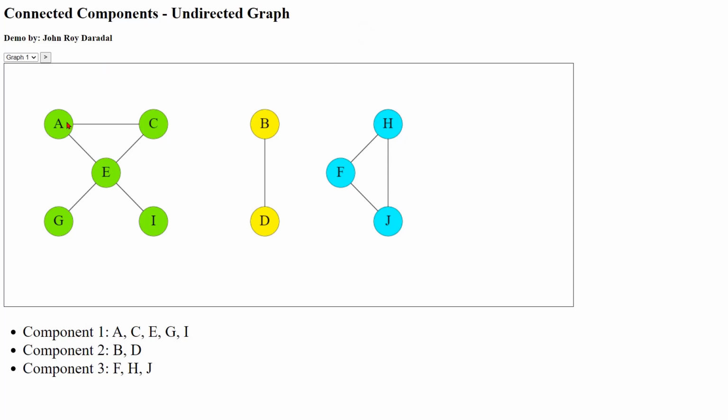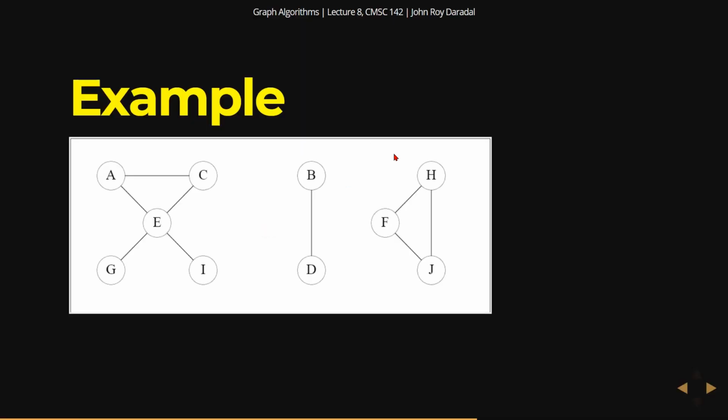So earlier, when we started at A, it uncovered the nodes that are in its connected component, which are A, C, E, G, and I. And then when we started at B, it uncovered B, D. Okay, and then starting at F, F, H, J. So these are the three connected components that were uncovered by BFS. Okay, so that's it.